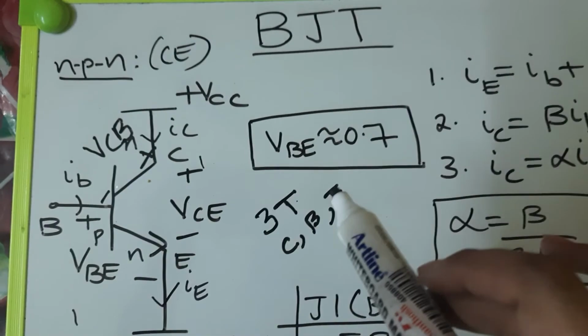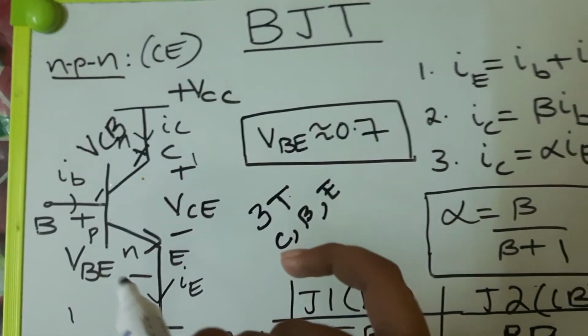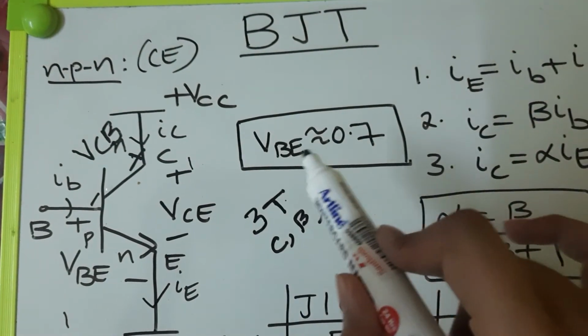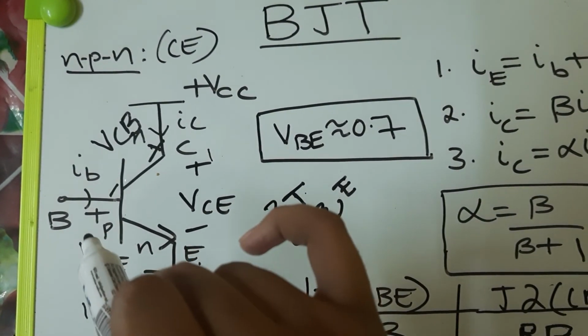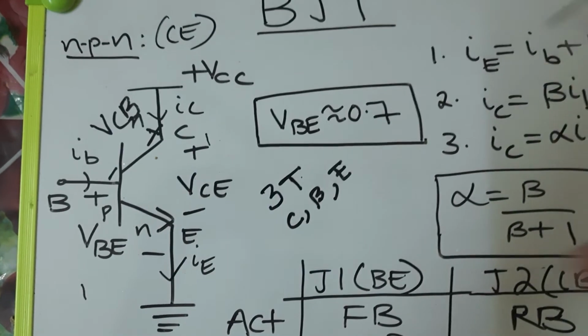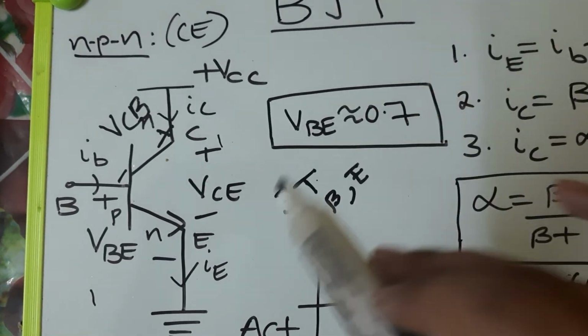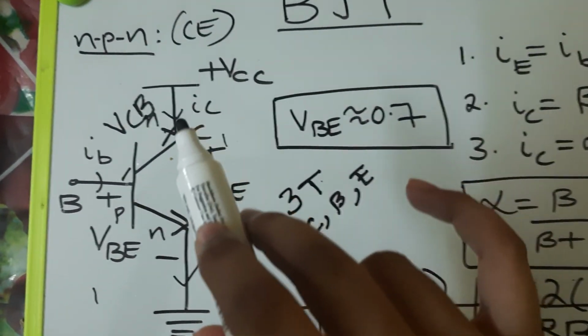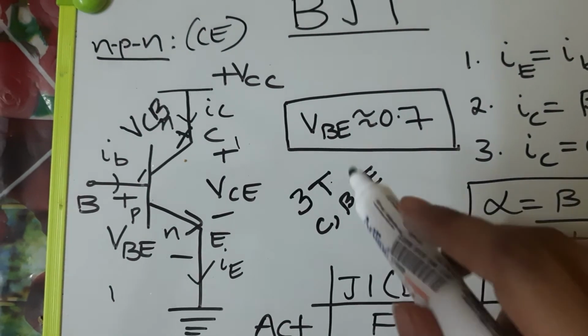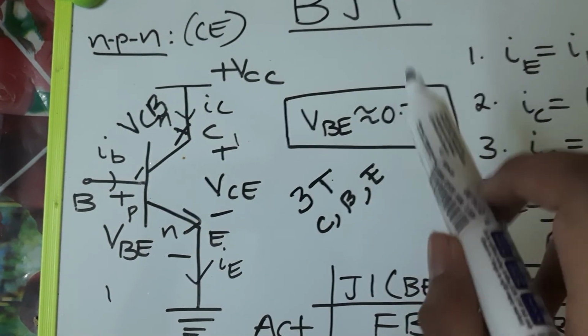Now, the other important thing is that VBE should always be a minimum of 0.7 V for the transistor to switch on. Whenever you see VBE is less than 0.7, it means the transistor device is off. Just remember that. The minimum value should be 0.7 always.